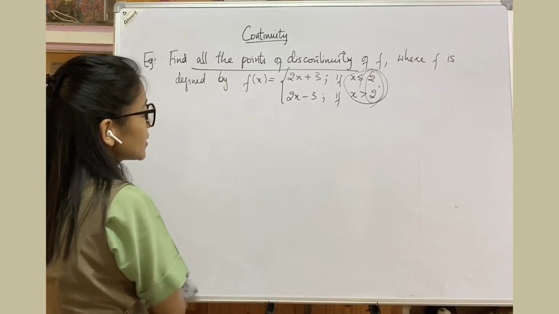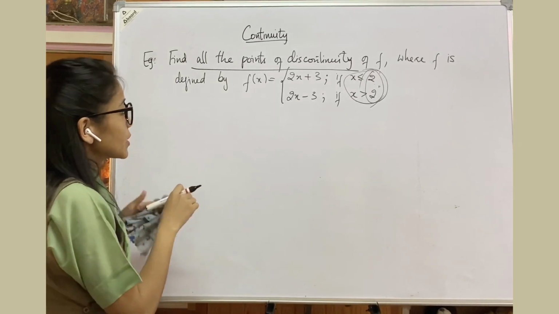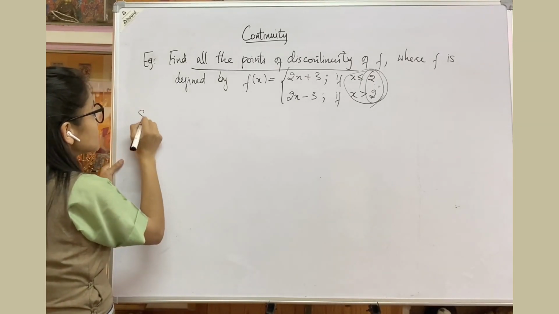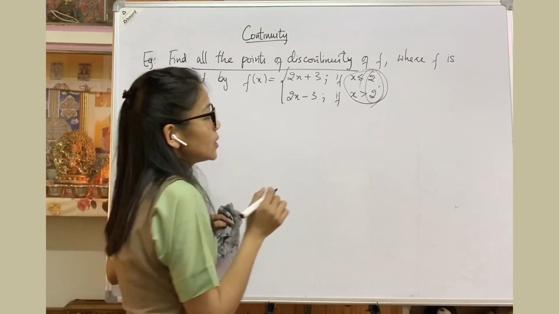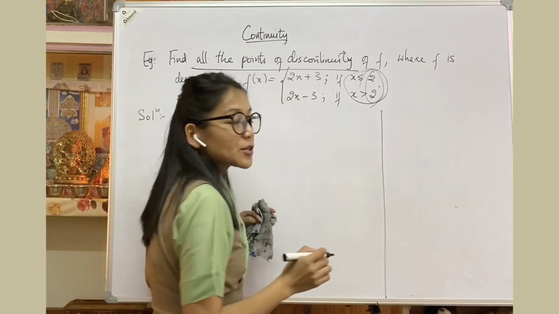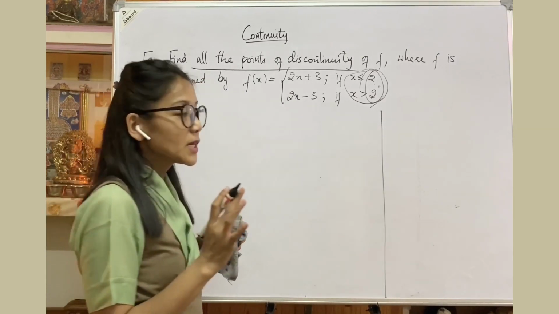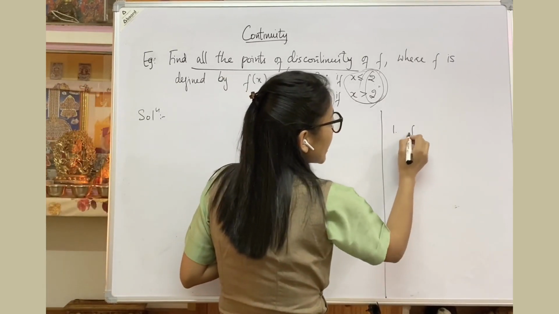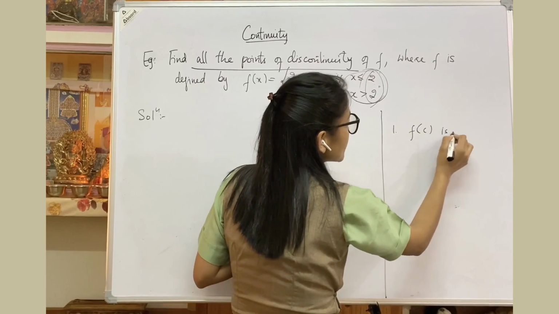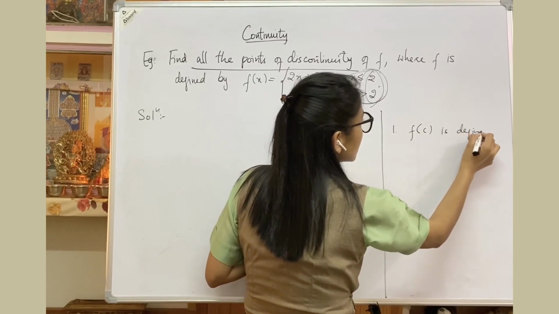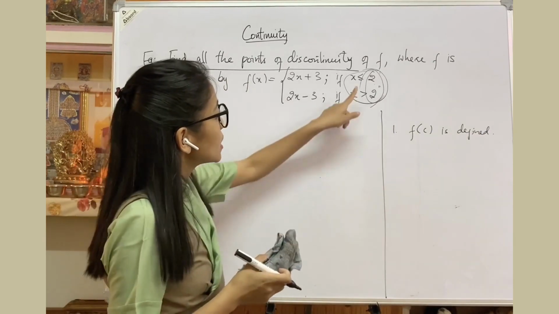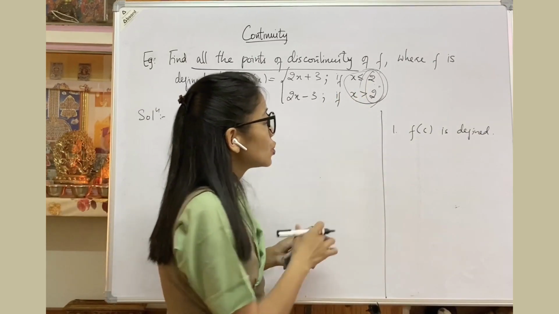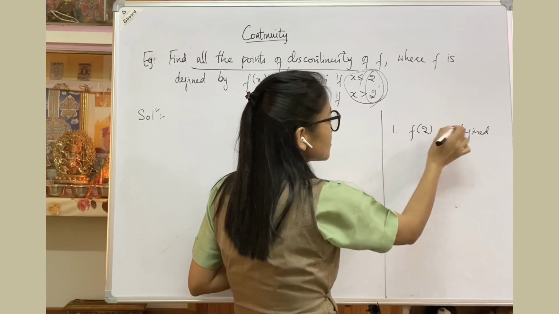Okay, now we will see whether the function is continuous or not, okay? So we will start from this. Now you remember, for checking the function to be continuous, we have to look for 3 conditions. Number 1, f of c should be defined. f of c means c is the point at which you are checking the continuity. In this case, we are checking the continuity at 2. So f of 2 should be a defined value.